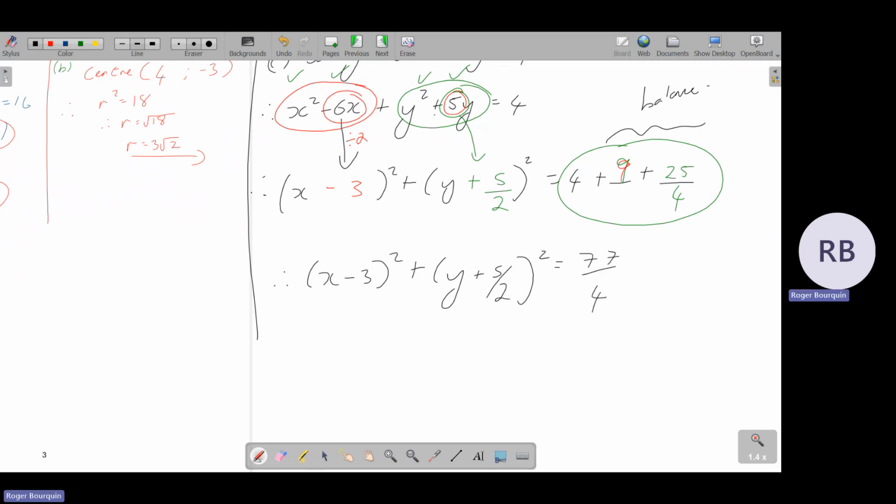Okay, so you've done the hard part. Now go write down the coordinates of the center and go write down what the radius is.